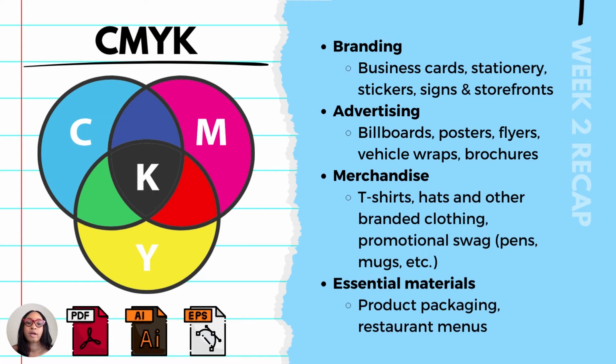Also, you have your CMYK color mode, which is great for prints. And some examples are branding, again, business cards, stationaries, stickers, signs, and storefronts. Also, you have advertising, billboards, posters, flyers, vehicle wraps, and brochures. You also have your merchandise, which are your t-shirts, hats, other branded clothing, promotional swag. And then you also have your essential materials such as your product packaging and restaurant menus.